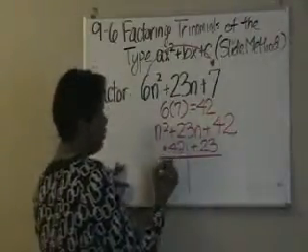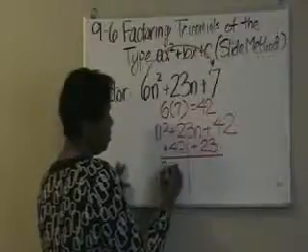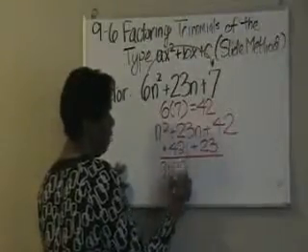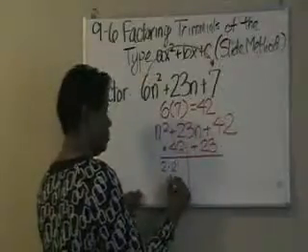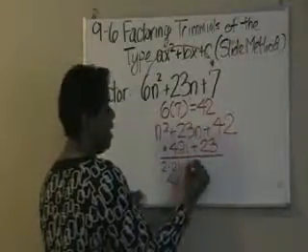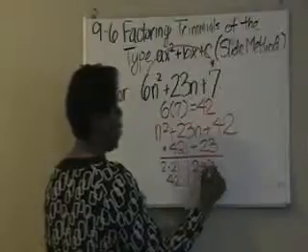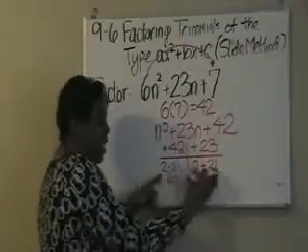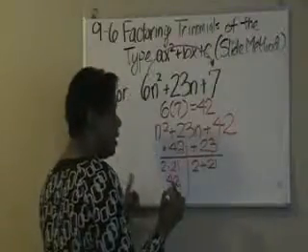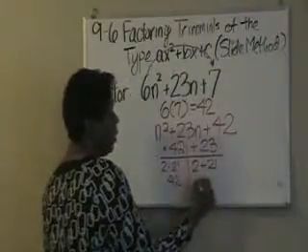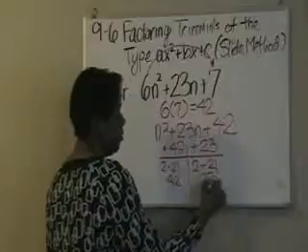So the numbers are 2 times 21. That'll give me 42. And then 2 plus 21. And look and see, I'm using the same identical numbers. You cannot use different numbers. You have to use the same identical numbers. So 2 plus 21 is 23.